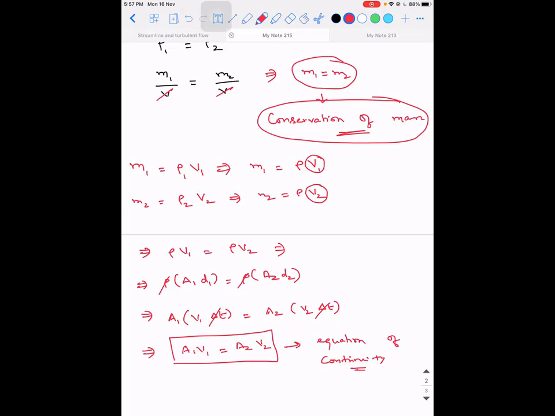Okay. So area of cross section multiplied by the velocity at that point is equal to area of cross section of the second point multiplied with the velocity at that point. Clear, guys?